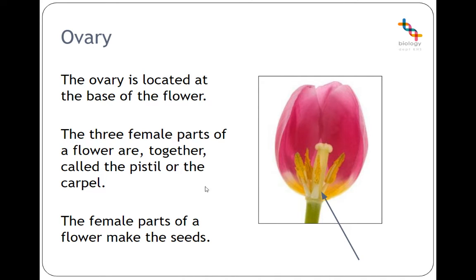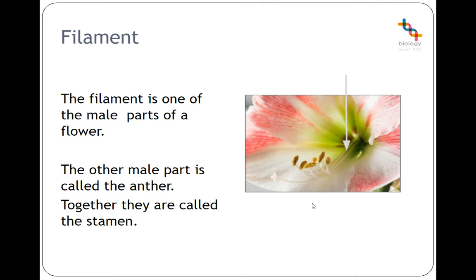And the female parts are where the flowers will be making their seeds. This is where the pollen has to travel down to. It'll land onto this part here, and it'll make a pollen tube to get down to the eggs.